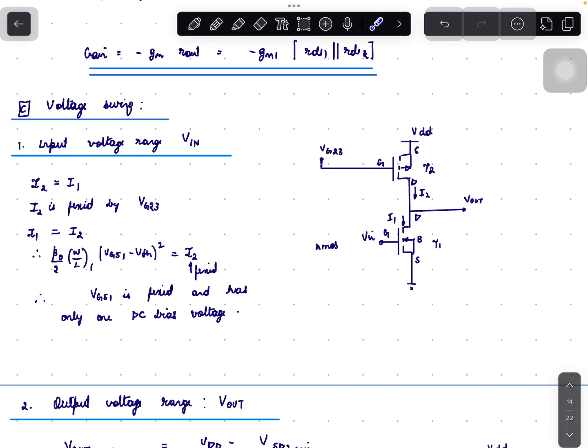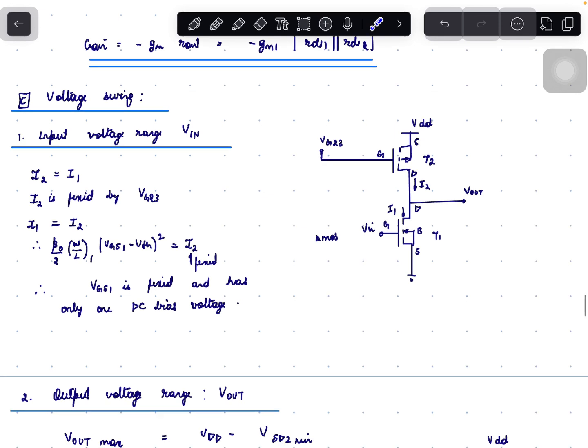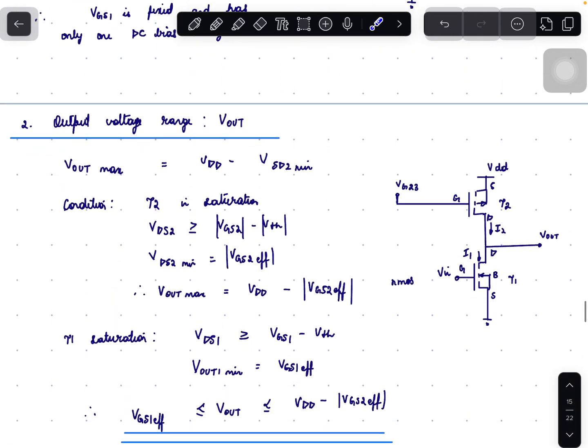Next is the voltage swing. Input voltage range, that is Vn range. Here the current through T2 is fixed by VGS3. So we have a fixed current, that is I2. This current flows through T1 and it's a fixed current. So for a fixed current we have one particular fixed DC bias voltage for Vn, which is not good.